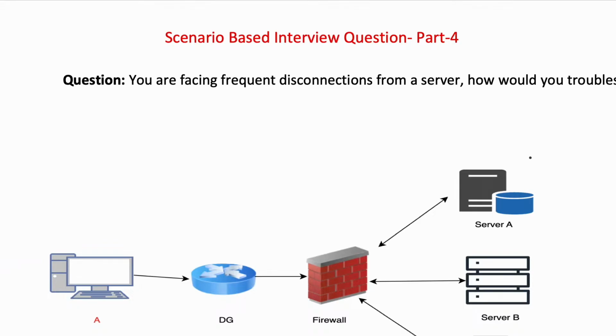So here the question is: you're facing frequent disconnections from a server. How would you troubleshoot this? So today's question is you're facing frequent disconnections from a server, and for this we'll say it's server A. So here you're getting disconnections. In this server, you're facing frequent disconnections. So what would be your steps as a network engineer in order to troubleshoot this?